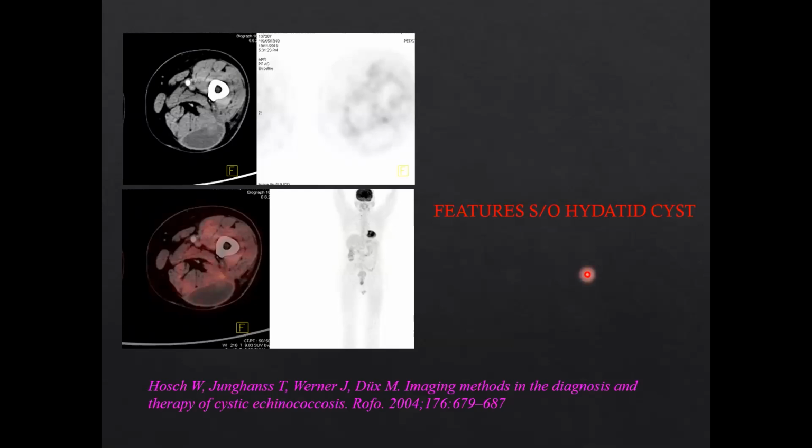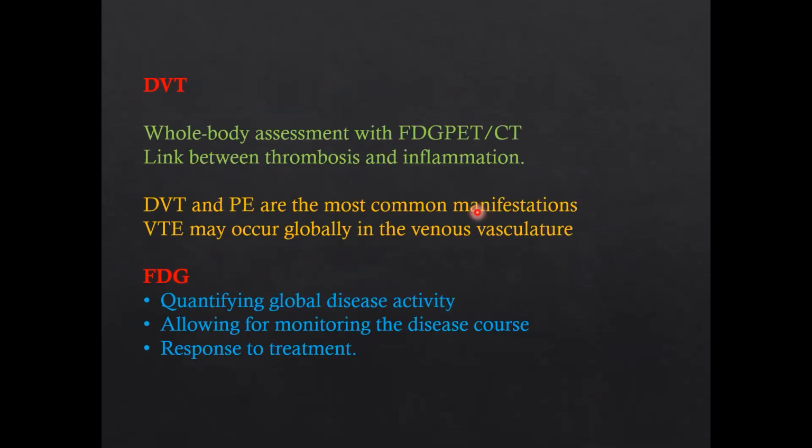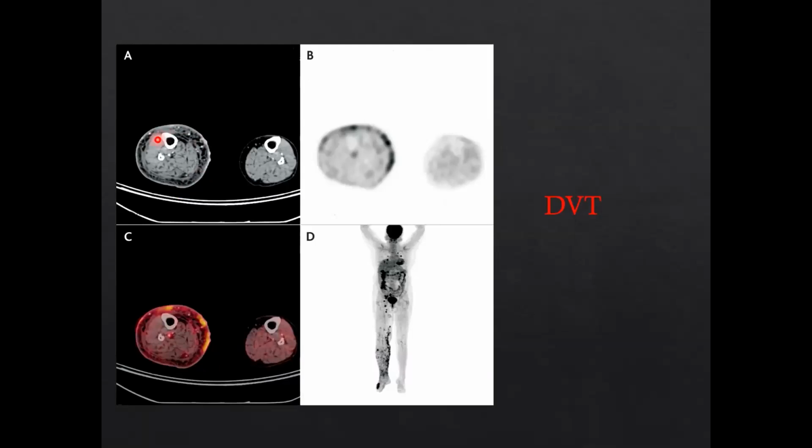Diabetic I have already shown. DVT is again something not related to the musculoskeletal system, but it can be part and parcel of myositis or inflammation or some sort of subcutaneous edema or cellulitis involving the muscles. So again the whole body link is between thrombosis and inflammation. That is the only thing. FDG is used for quantifying global disease activity, allowing for monitoring the disease course and response to treatment. If you see this case, there is extensive thickening, nodularities, edema, and extension into the muscular planes here. And the contralateral limb is absolutely normal.